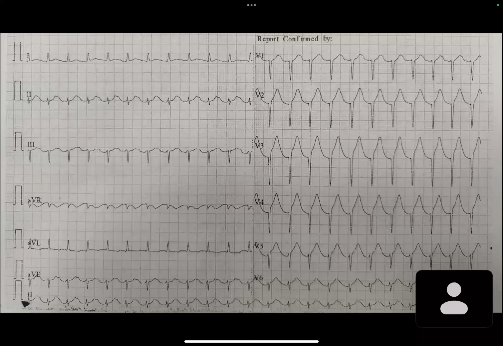Axis is normal. I can't really appreciate the P waves here. Is the axis normal? Wait, one minute.